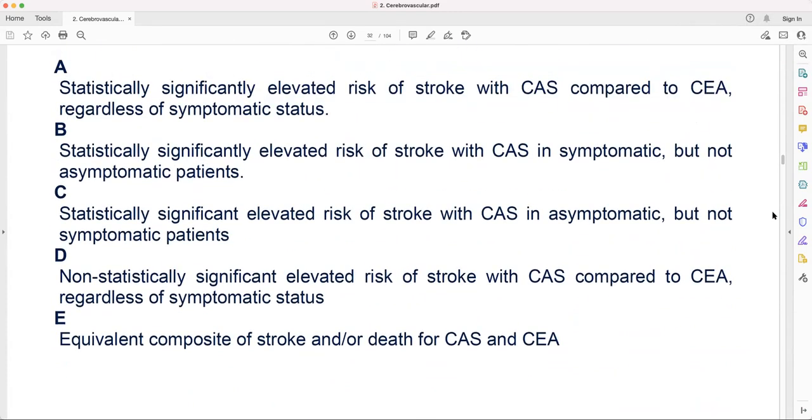A, statistically significant elevated risk of stroke with carotid endarterectomy and carotid artery stent compared to carotid endarterectomy regardless of symptomatic status. Okay, no elevated risk of stroke between them. So this is wrong. B, a statistically significantly elevated risk of stroke with carotid.